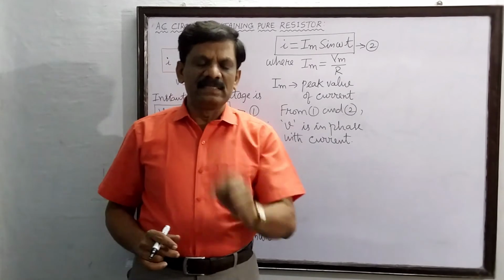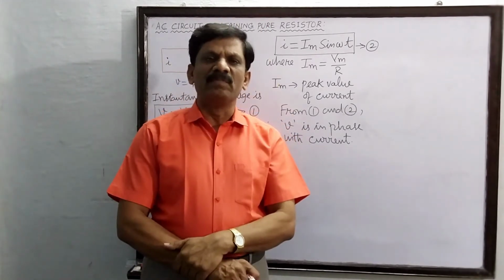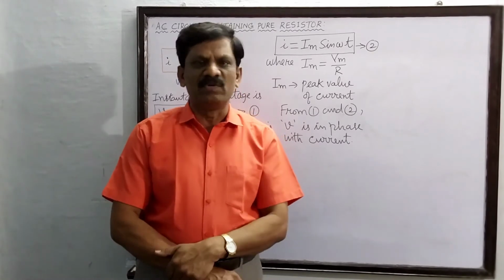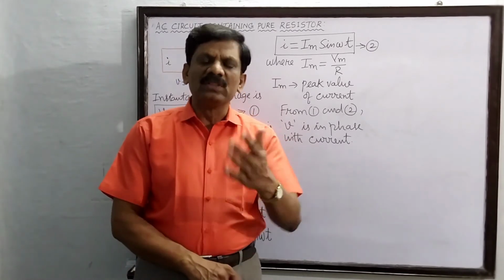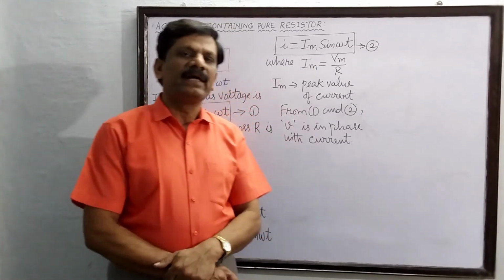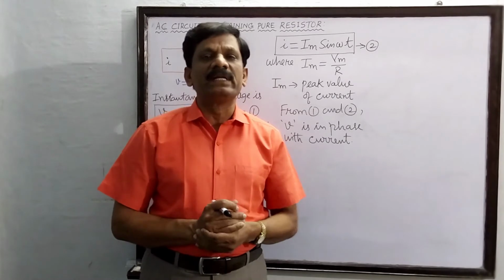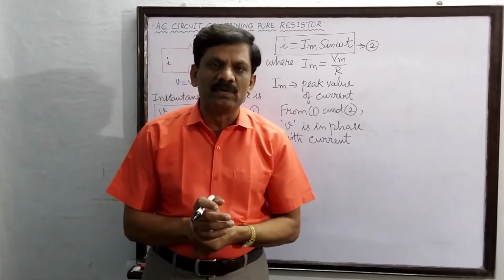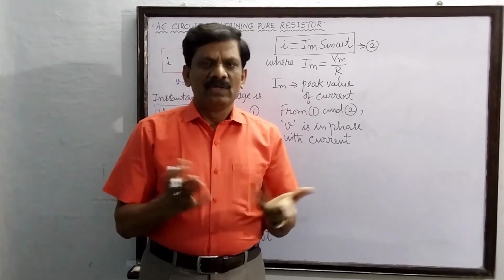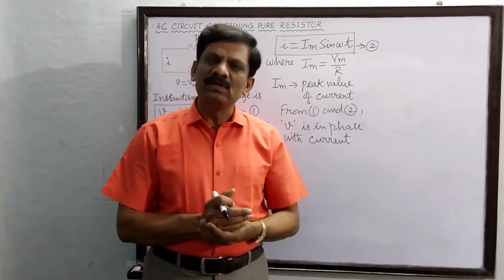Whenever the voltage is 0, current also is 0. Whenever the voltage attains the positive maximum, current also attains the positive maximum. Similarly, both will attain the negative maximum and 0 at the same instant. So they are in phase with each other. So what is the phase difference between voltage and current in a resistive circuit? When there is no phase difference only, they will be in phase with each other. So phase difference is equal to 0.